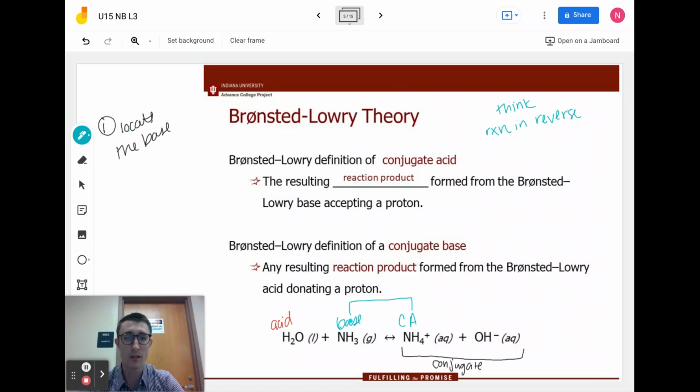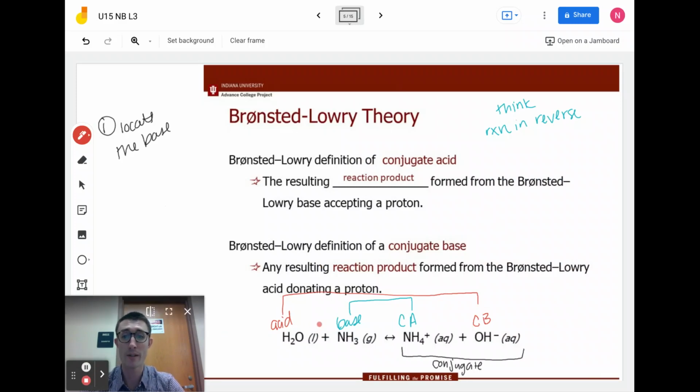Once we've located the base, we've located the conjugate acid. If you have the base, you have the acid on the reactant side as well. So here, the product formed from the acid donating is what we call the conjugate base. So here's our acid that donated, and it becomes the conjugate base.